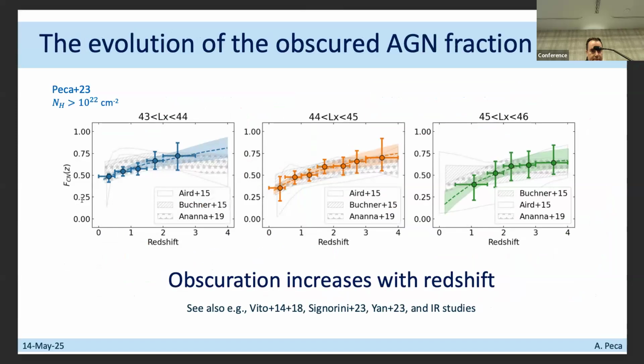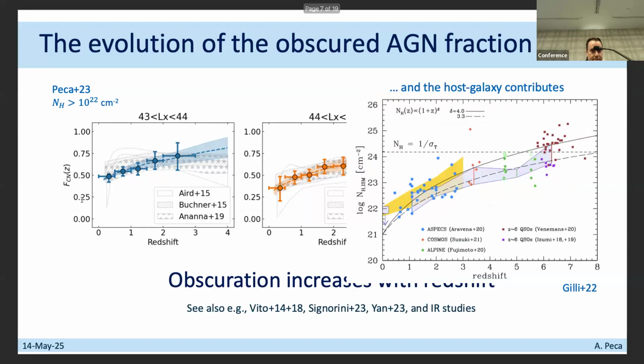If we lower down the NH, so if we talk more generally about obscured AGNs, so NH larger than 10 to the 22, there is more consensus in the community. So we know that obscuration increases with redshift, and this comes from several X-ray surveys. I just mentioned some of them here, but there is also indication from infrared studies.